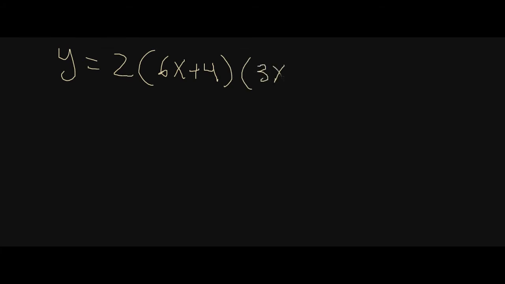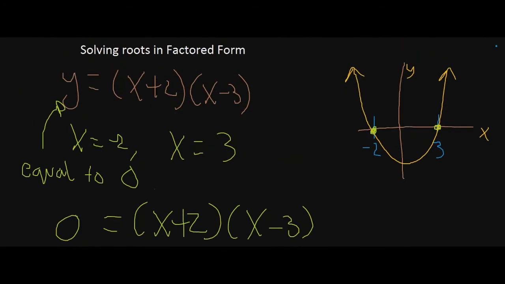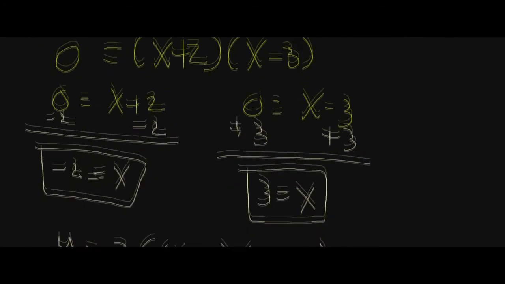But let's go ahead and look at an example. Let's say y is equal to 2 times (6x plus 4) times (negative 3x plus 2). Well, how do we find the roots of an equation that looks a lot more challenging? It's not like the equation here. That was really easy, right? X plus 2, you move to the left by 2. X minus 3, you move to the right by 3. Now we have something that's a little bit more complicated.